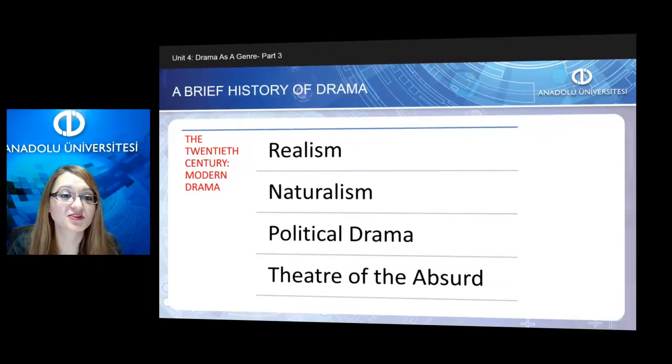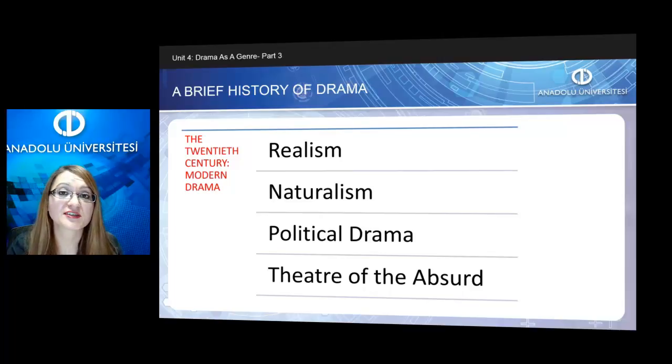And when we come to the 20th century, we can see so many literary movements that gave shape to the drama as well. First one of them is realism. It depicts life as it is. The next one is naturalism. Naturalism can be considered as the harsher version of realism. It usually highlights the evils of society and the bad sides of life.